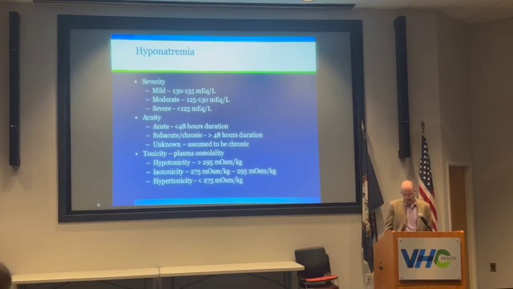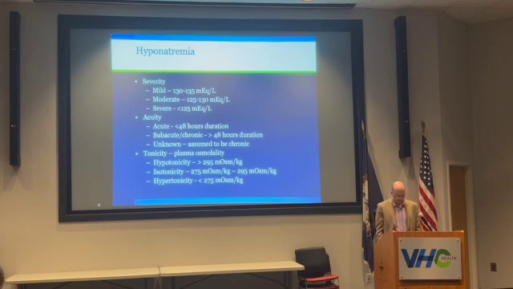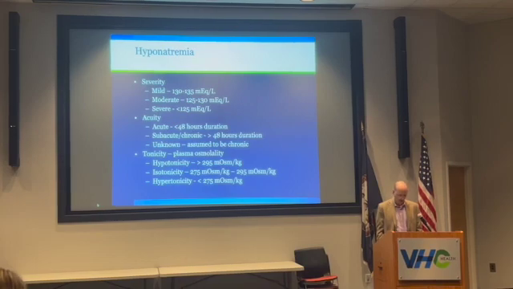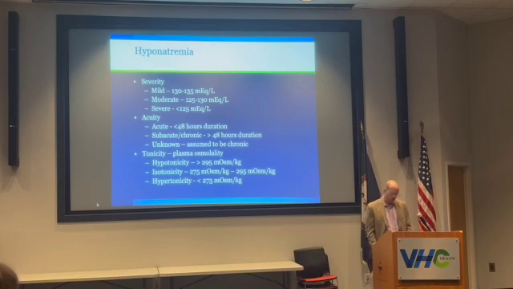So hyponatremia, we classify as mild, moderate, or severe based on the concentration of sodium in the serum. Again, mild is between 130 and 135, moderate 125 to 130, and severe less than 125. When we think about the time scale, we classify an acute hyponatremia as occurring in less than 48 hours, and subacute or chronic as greater than 48 hours duration.